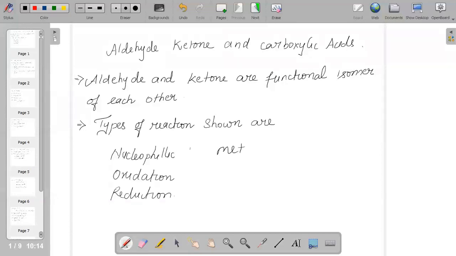Methanal will be more reactive compared to ethanal, and then you will have the ketone, that is propanone. So this would be the order of their nucleophilic addition reaction.